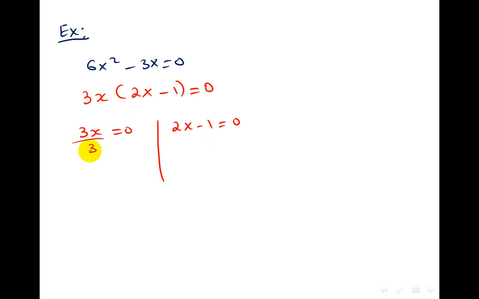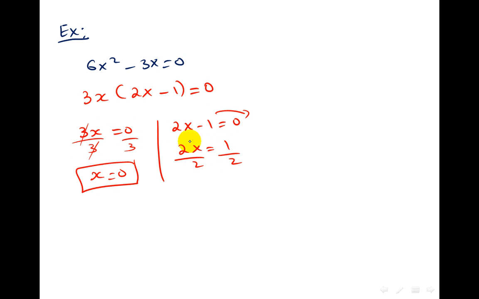Here, if you divide both sides by 3, the value of x will be, of course, 0. And here, take the 1 back. You'll have 2x equals positive 1. Divide both sides by 2. The value of x will be half. So the solutions here are x equals 0, or x equals half.